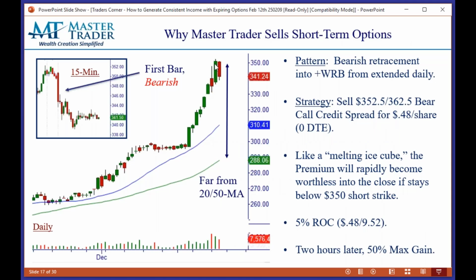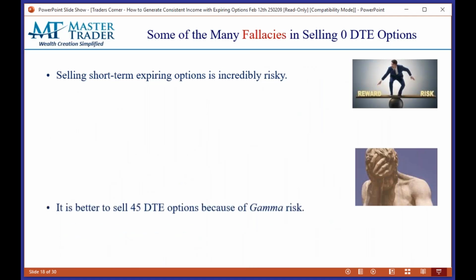This is what we call a wide range ending bar. 15-minute chart, rinse and repeat, pre-market going sideways. Market open at 9:30 a.m. It got shellacked. We sold an out of the money bear call credit spread for that.